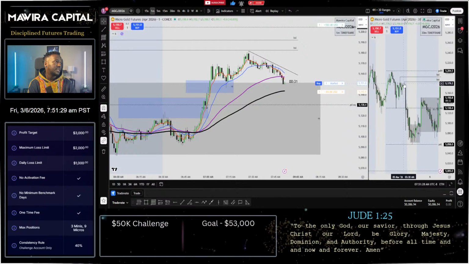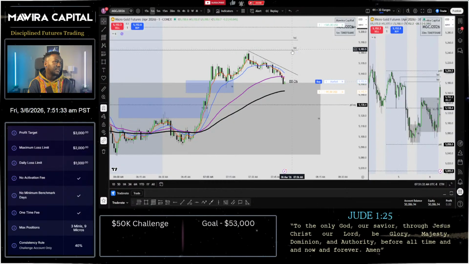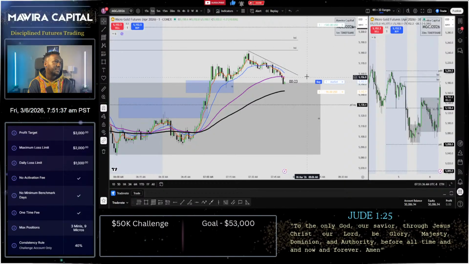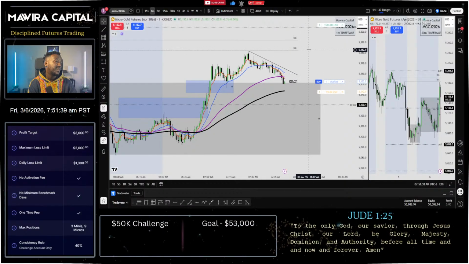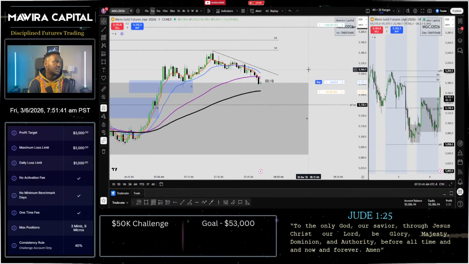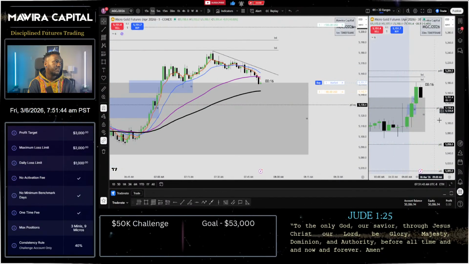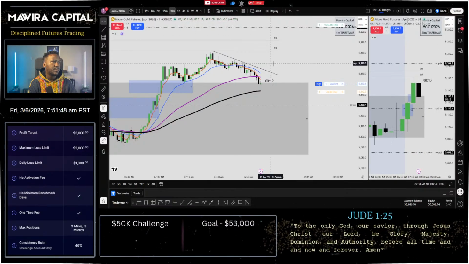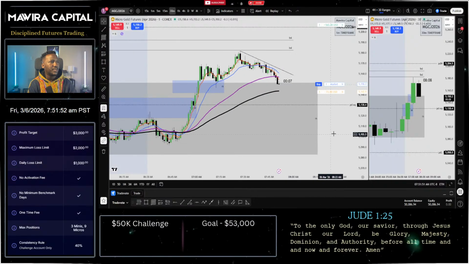So that high was not taken. So I'm thinking if we get a trade, we should get to at least that high. If that happens, I might reduce the risk a little bit or break even and then see if we can get some higher prices. Currently we are going down.